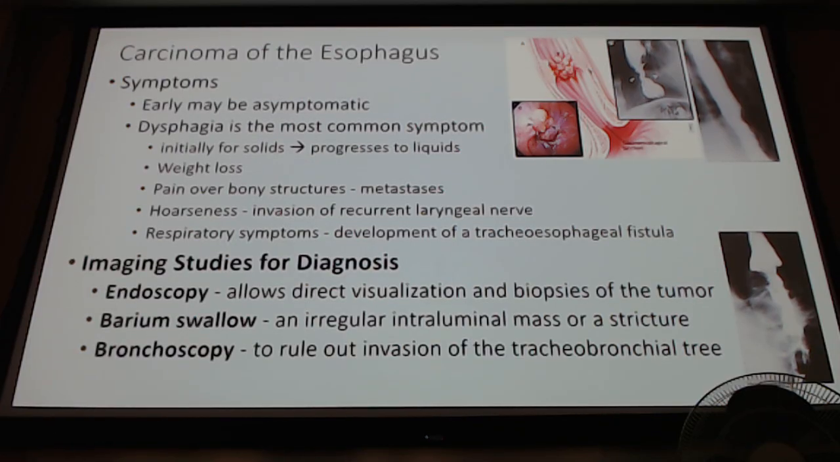Okay? So what do we do to diagnose? We have the endoscopy, which is the EGD, direct visualization, and we can take biopsies of the tumor. We do the barium swallow to actually look for luminal disruptions or irregularities. And you can see it on this one up here, and then here, it just doesn't look right. And then we also want to do bronchoscopy, which is the camera down the trachea and into the lungs, so that we can actually look for any tracheal involvement.